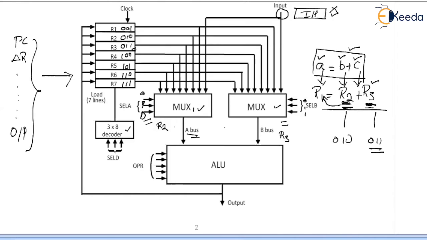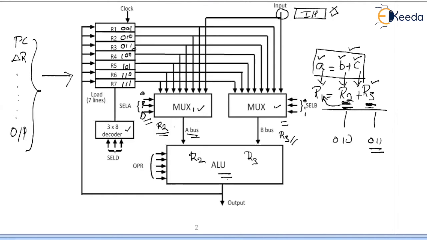Once again, pardon, earlier I said 001, but it has to be 010. So when 010 has been selected, R2 will get selected. When 011 gets selected, then R3 will get selected. So R2 and R3 get selected and will be sent to the ALU. R2 and R3 are available in the ALU right now.